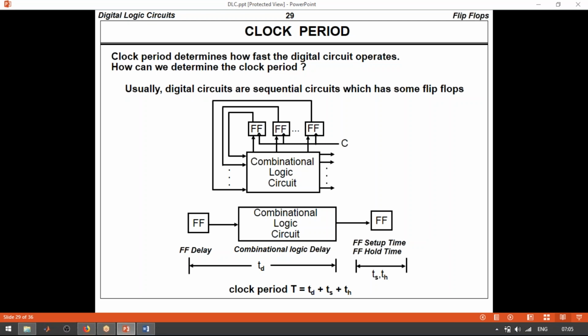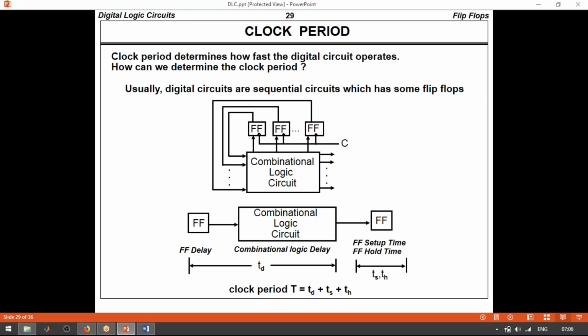Delay time, I don't know delay. Is it the time taken by the circuit to give the output after giving the input? Is delay that the whole time?